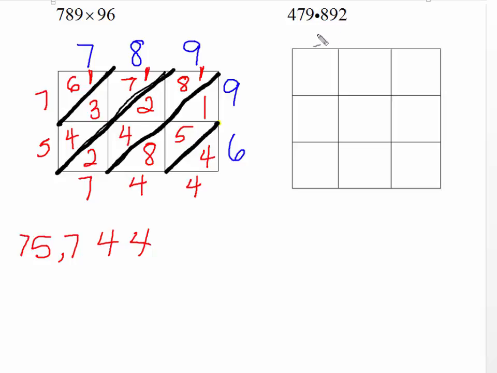So in the next one, I've got the same idea. Like I said, I have a 4-digit problem, a 3-digit number times a 3-digit number. So I'm going to write the first 3 digits up top. I'm going to write the other 3 digits along the side. Again, no matter how many digits you have, you can do this method. You just have to remember to make sure the right number of rows and columns correspond to the numbers in your problem.